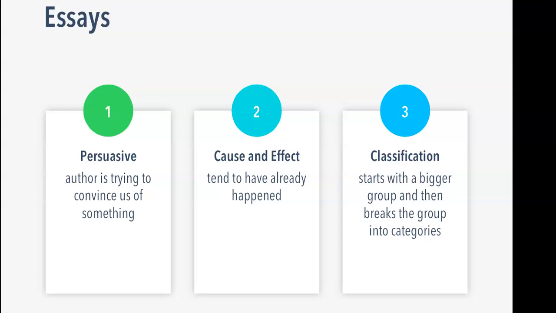If an essay starts with a bigger group and then breaks the group into categories, then it's a classification essay. For example, an essay in which a financial expert reviews several popular stocks and groups the stocks by sector, such as technology, oil and gas, retail, is a classification essay.